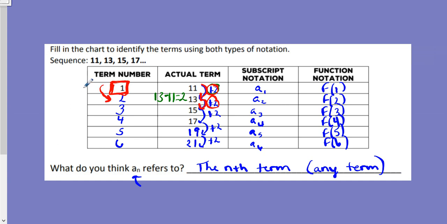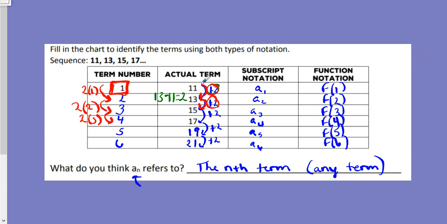And to get to my third term, let's just make a little mark here. I've added 2 one time to get to my second term. To get to my third term, I've added 2 two times, so now I've grown by 2 twice. And to get to my fourth term, I've added 2 three times, to get to 17.